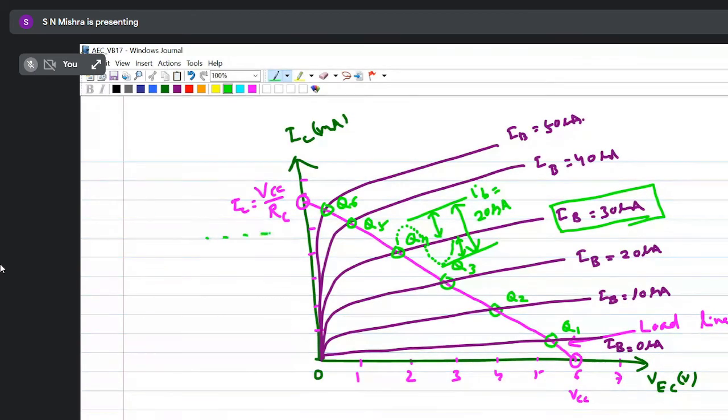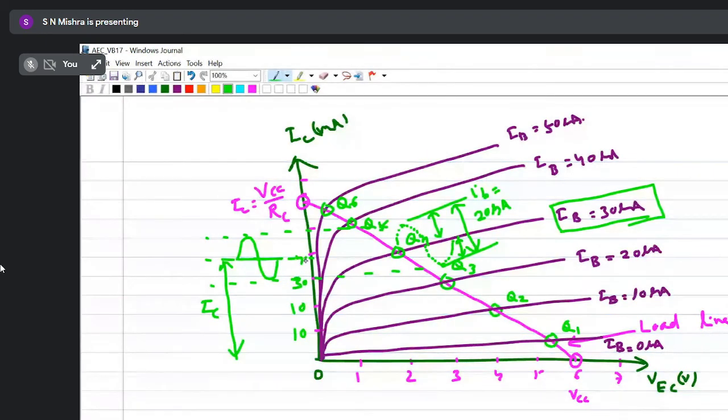I'll extend this here, and this is the center line. From here to here is DC, and from here to here I'm getting the AC signal. Suppose I take here 10, 20, 30, 40, 50, 60, like this. Then what is my AC current that I'm getting? Tell me.